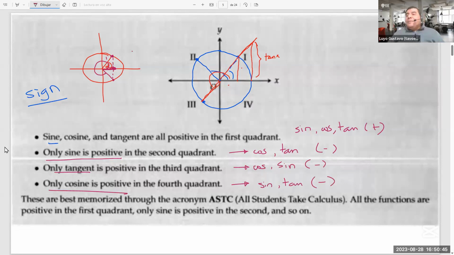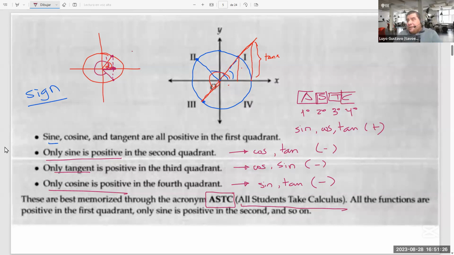So how can you remember this? Here there is an interesting idea. This phrase: all students take calculus. It's not such a good phrase, but it has an acronym, ASTC. So imagine that in this ASTC there are 4 letters. This is the first quadrant, this is the second, the third, and the fourth. So what does A stand for? All functions are positive in the first quadrant. In the second, only the sine, S for sine, is positive. In the third, only the tangent is positive.